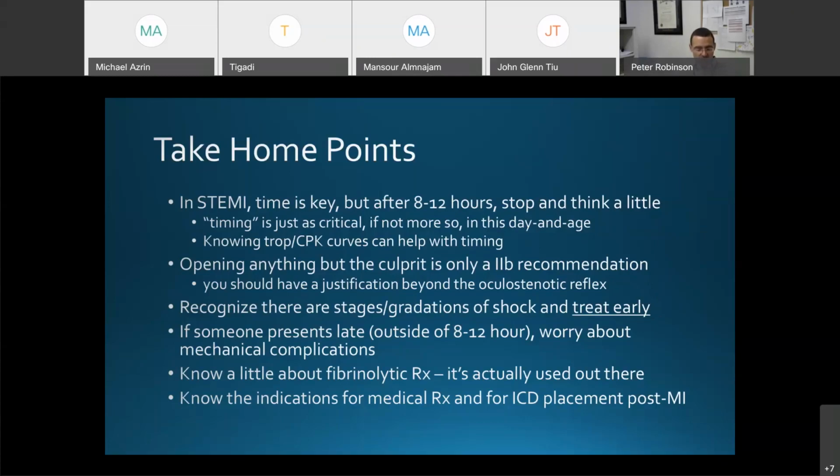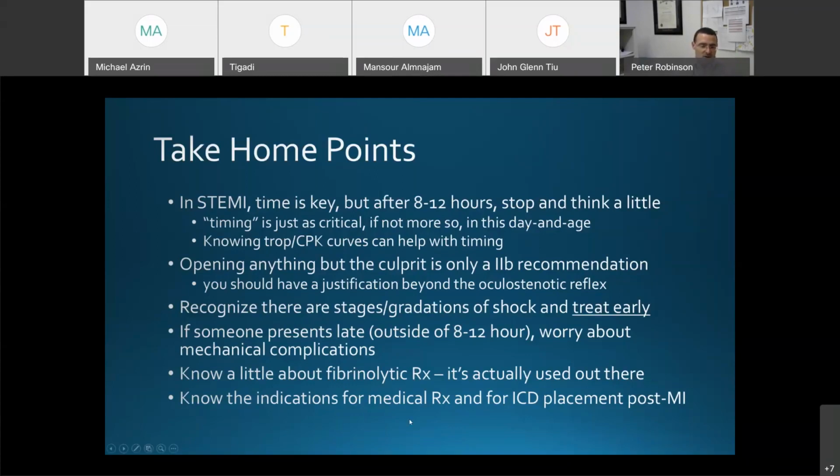12 hours of constant symptoms, not intermittent. Worry about mechanical complications, even if they're revascularized. Okay. You need to know a little bit about lytic therapy. It is actually used out there, and if a COVID wave comes back in the winter, it's possible it could even show up here at this institution.